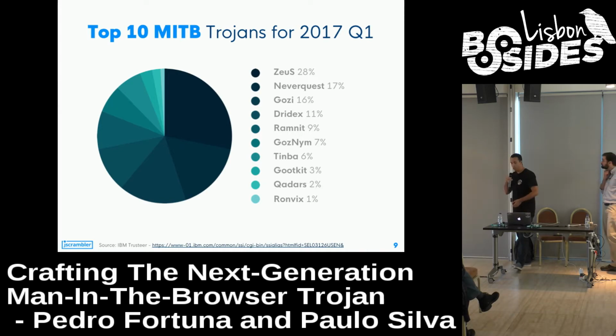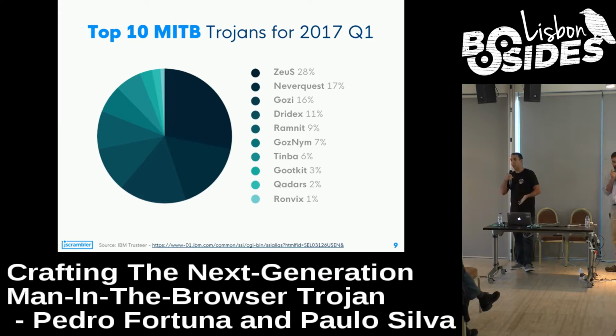So here you can see the most prevalent Trojans in the first quarter of 2011, according to a study by IBM. And it's interesting because the top one is Zeus, which was the first, if you remember, and is still in the first position. The second and third, NeverQuest and Gozi, are actual variants of Zeus. So in many ways, they haven't changed for quite a while, and they are still effective and still in the wild doing damage.